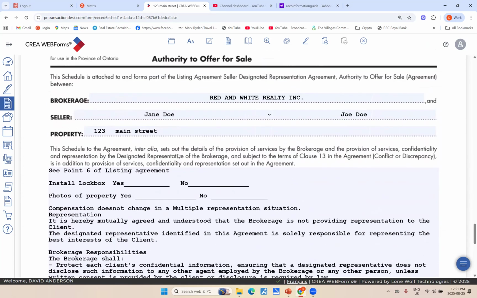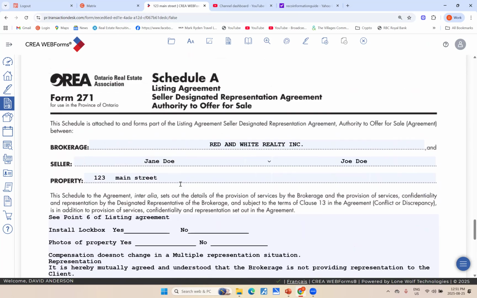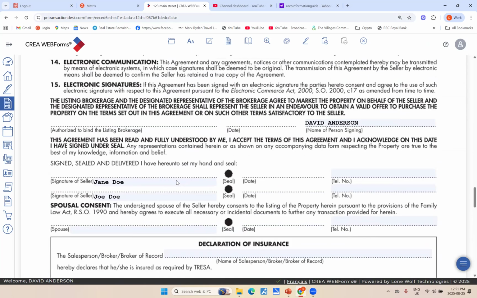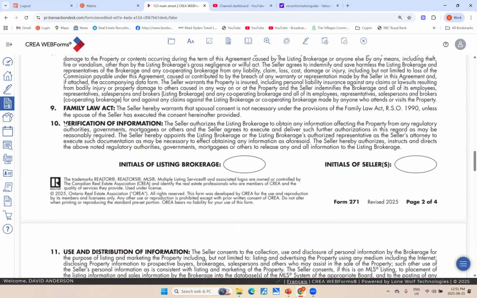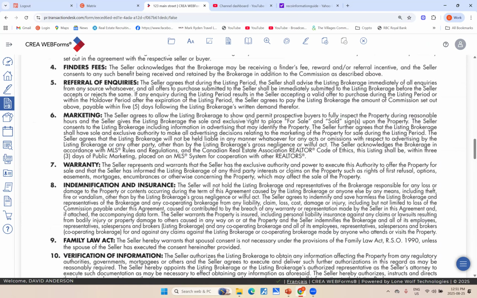So you can see that the first thing is C point 6 of the listing agreement. If we scroll back to point 6, point 6 talks about the things we do in marketing. Seller agrees to allow the listing brokerage to show and permit prospective buyers to fully inspect the property during reasonable hours, and the seller gives the listing brokerage the sole and exclusive right to place a for sale and sold signs upon the property. Seller consents to the listing brokerage, including information and advertising that may identify the property. The seller further agrees that the listing brokerage shall have sole and exclusive authority to make all advertising decisions relating to the marketing of the property for sale during the listing period.